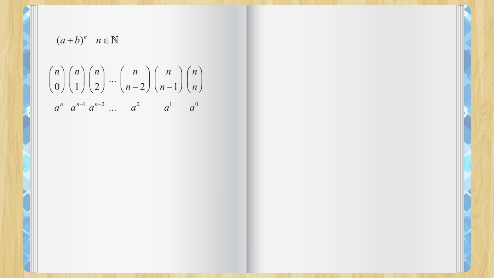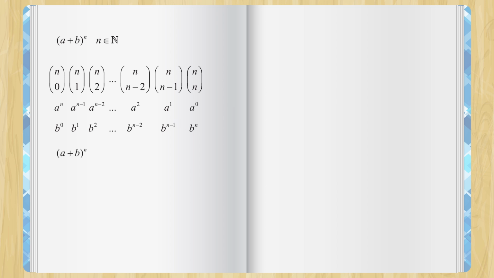b starts at 0 and increments by 1 until it reaches the maximum, which in this case is n. So b raised to 0, then b raised to 1, then b raised to 2, all the way up to b raised to n. Now we just have to put these things together in one equation.